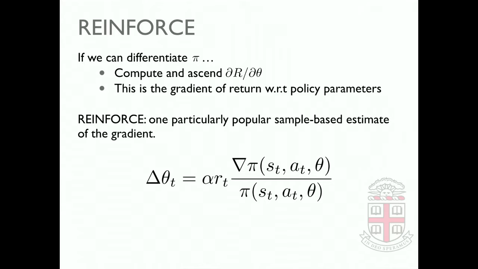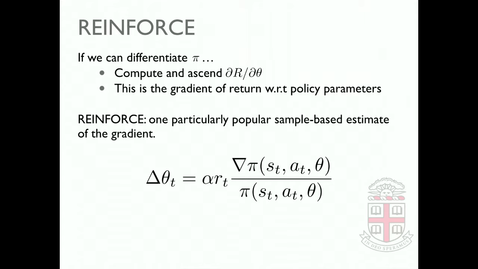If you can differentiate the policy objective function, what you should do is just compute the gradient and ascend or descend it, depending on whether you're maximizing return or minimizing cost. So you want to take the derivative of return, that's the discounted sum of rewards, by theta, which is the parameters in your policy.